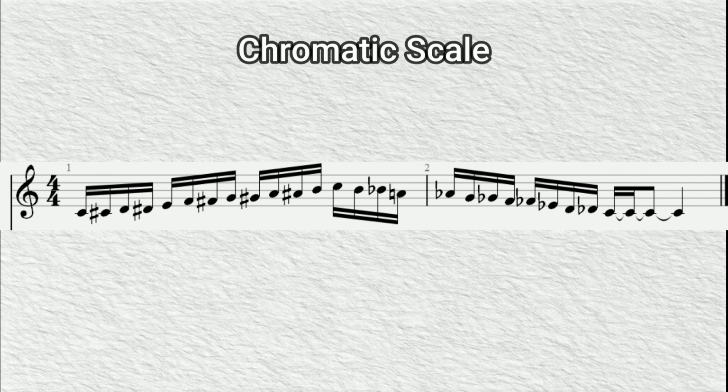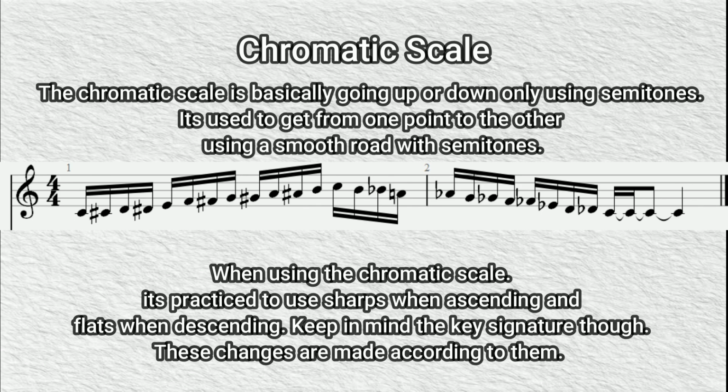One more thing I'd like to talk about, and it is used a lot, is the chromatic scale. The chromatic scale is basically going up or down using only semitones. It's used to get from one point to the other using a smooth road with semitones. When writing with the chromatic scale, it's common practice to use sharps when ascending and flats when descending. Keep in mind the key signature though. These changes are made according to it.